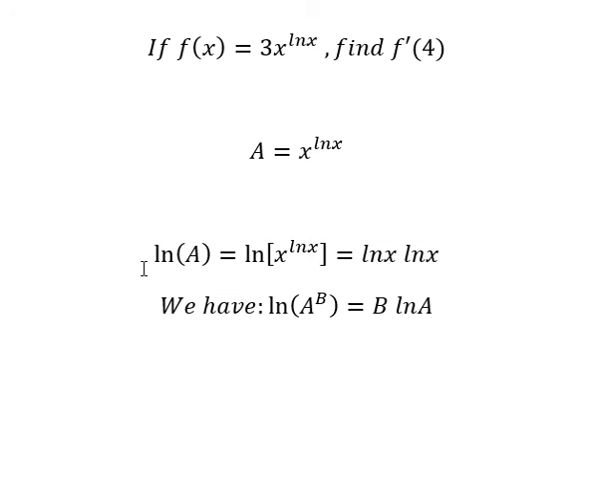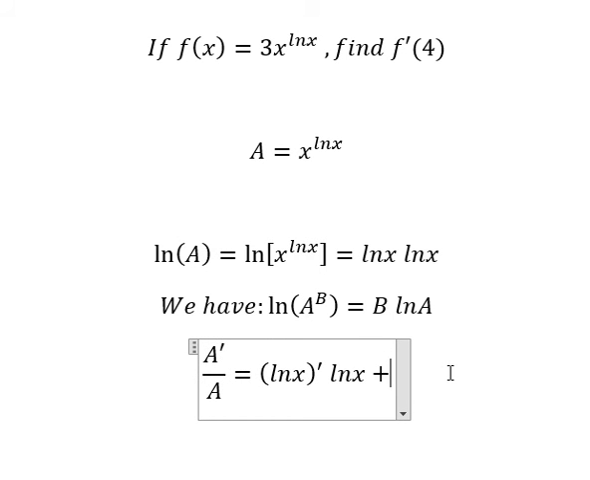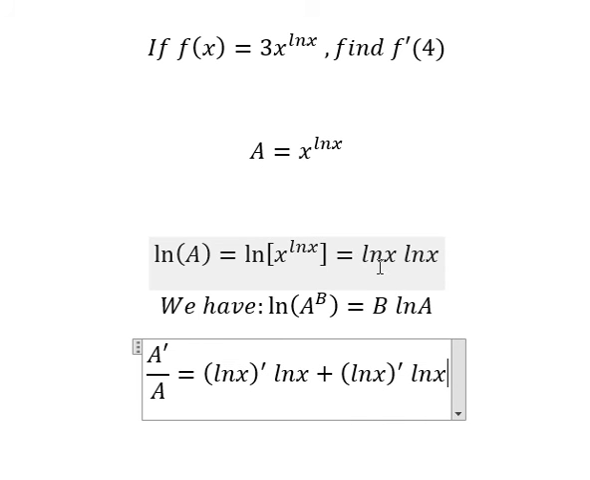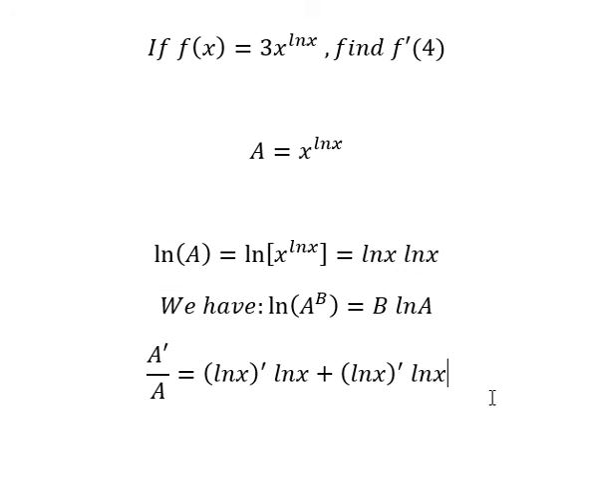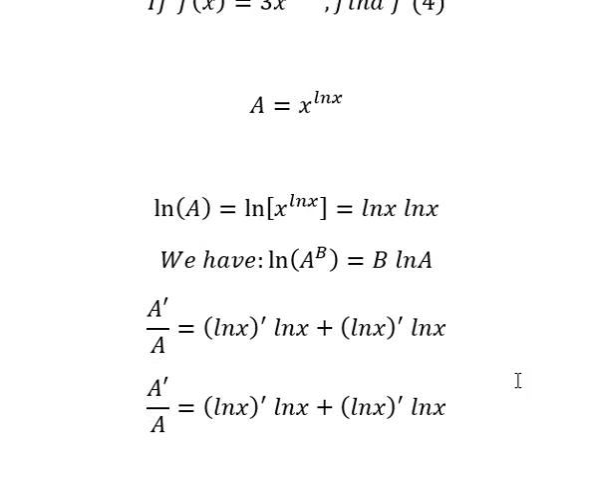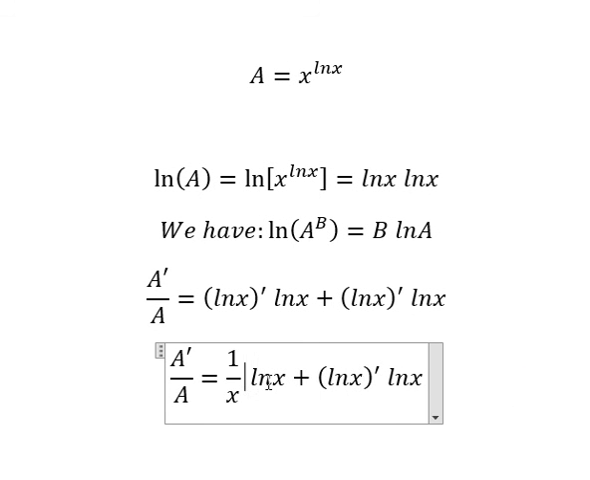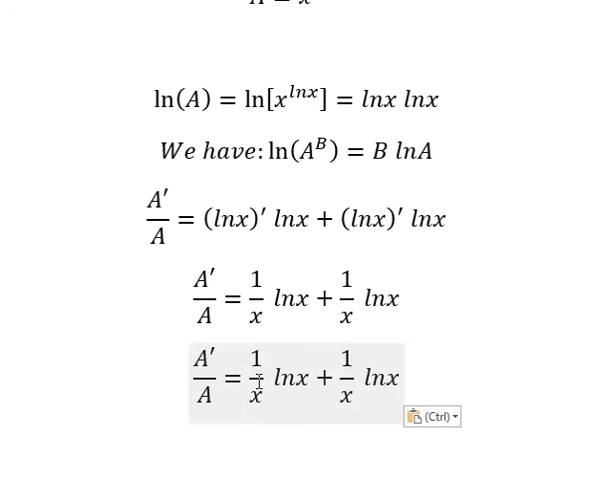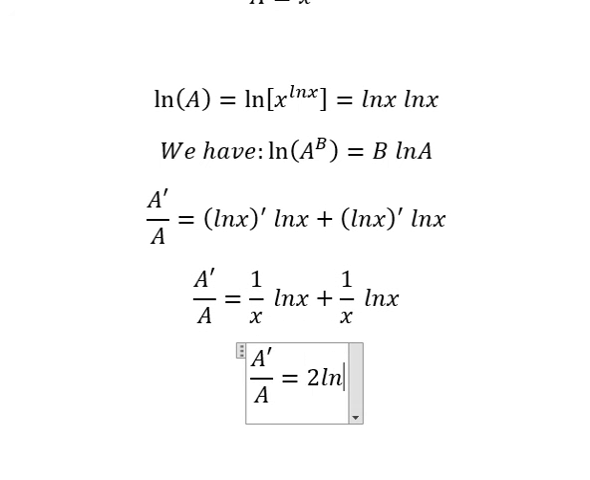Now if I do the first derivative for both sides, you get the first derivative of A over A. This one, we do the first derivative of ln s times ln s plus another ln s times ln s, because they have the same ln s. This is the product rule of derivatives. This one you get 1 over s. Now if we simplify, you get 2 ln s over s.